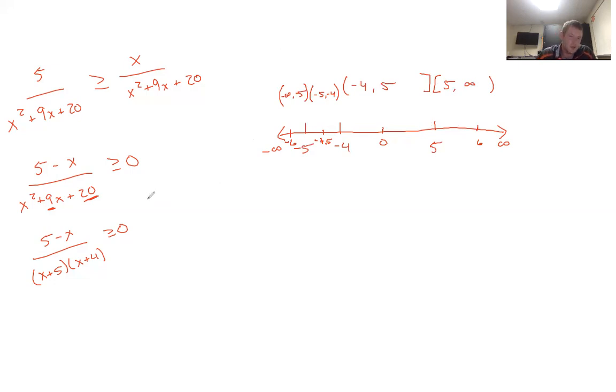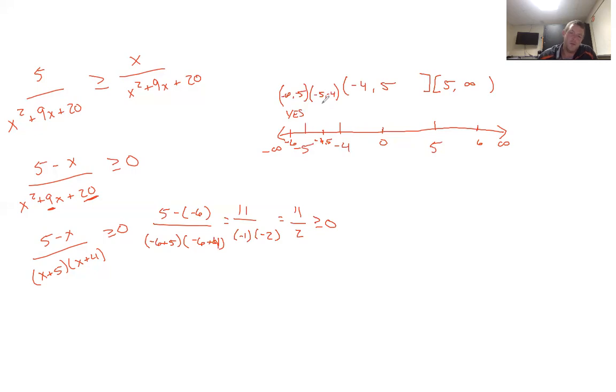So let's plug in -6 first. Okay, so 5 minus -6 over -6 plus 5 and -6 plus 4. That's 11 over -1 times -2, so it equals 11 over 2. And is that greater than or equal to 0, which means is it positive? Yes. So this is 1.